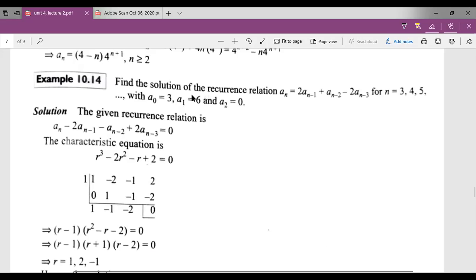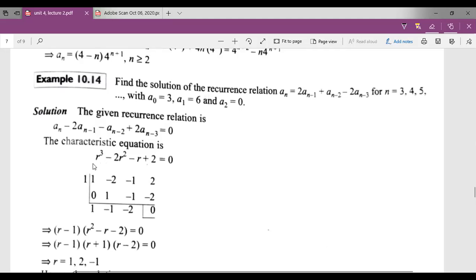So the given recurrence relation is a_n - 2a_(n-1) - a_(n-2) + 2a_(n-3) = 0. So the degree of the equation is 3. So the characteristic equation is r cube minus 2r square minus r plus 2 is equal to 0, with powers decreasing: r cube, r square, r, and the last one is the constant.